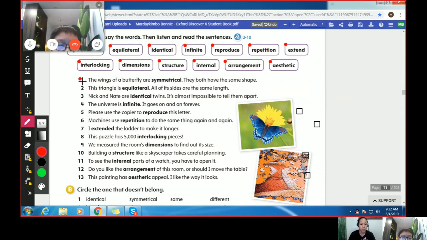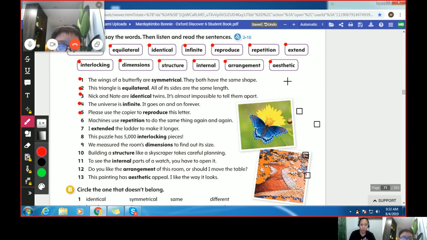The wings of a butterfly are symmetrical. They both have the same shape. This triangle is equilateral. All of its sides are the same length. Nick and Nate are identical twins. It's almost impossible to tell them apart. The universe is infinite. It goes on and on forever.